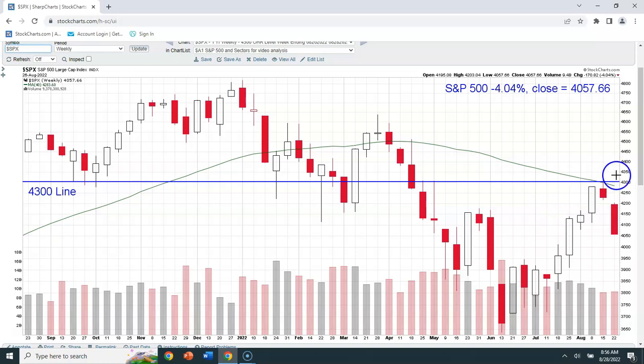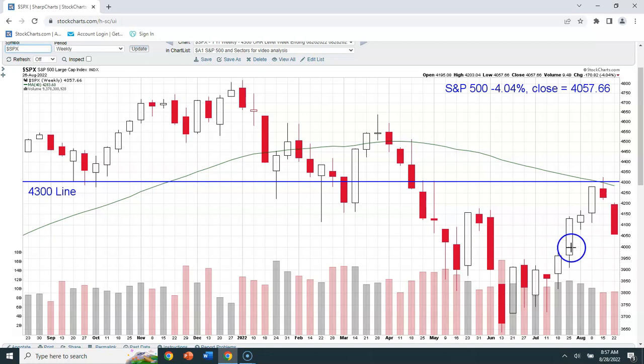So 4,300 is a very important overhead resistance point, and we can see that 2 weeks ago we got up to that 4,300 level, and incidentally that also matched up with the downward trending 40-week moving average, and we got rejected. We stalled 2 weeks ago on the S&P 500, and you may remember from last week's video I pointed out that we closed near the lows of last week, and of course we pretty much closed at the dead lows of this week, and we'll talk about that here in a second. But that rejection at 4,300 and the 40-week moving average came after a 4-week rally in the S&P 500, which is pretty rare in and of itself.